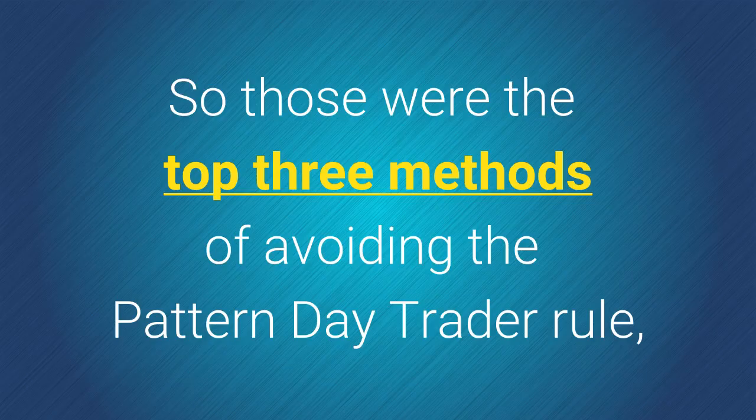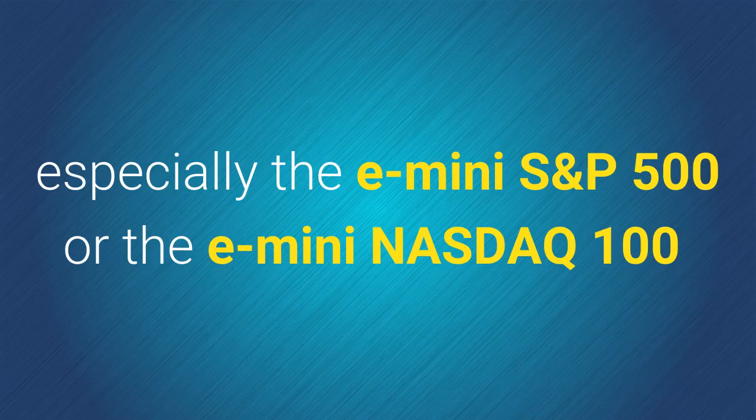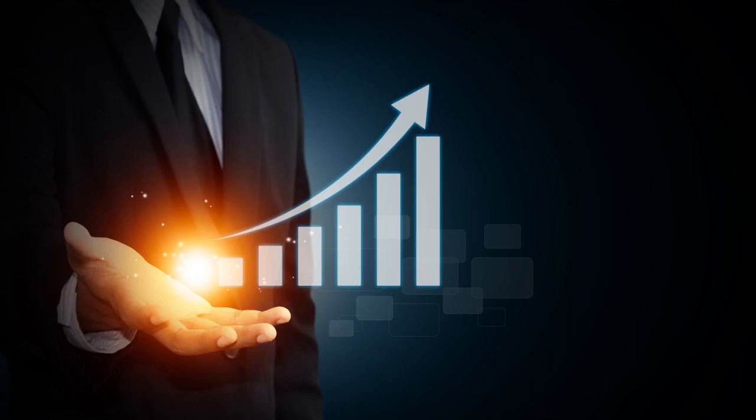So those were the top 3 methods of avoiding the pattern day trader rule, but I'm going to add one bonus tip for you. I know this video is about trading stocks with an account less than $25,000. But if you're looking to trade the stock market as a whole, you may want to consider trading index futures instead, especially the E-mini S&P 500 or the E-mini NASDAQ 100. Day trading futures does not require a $25,000 account minimum, and there are leverage and possibly certain tax benefits that may apply.